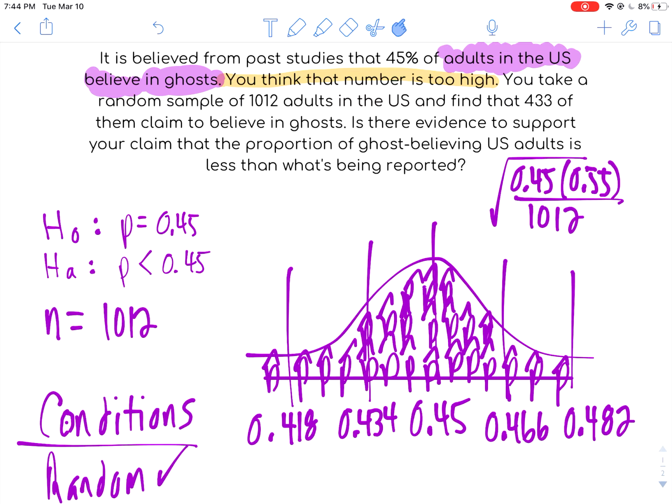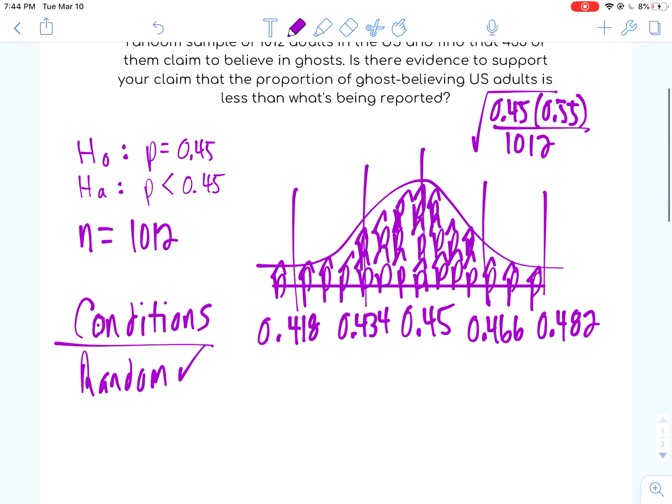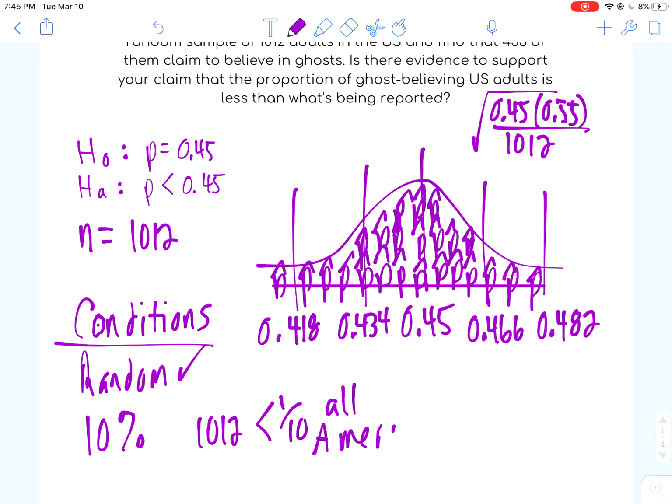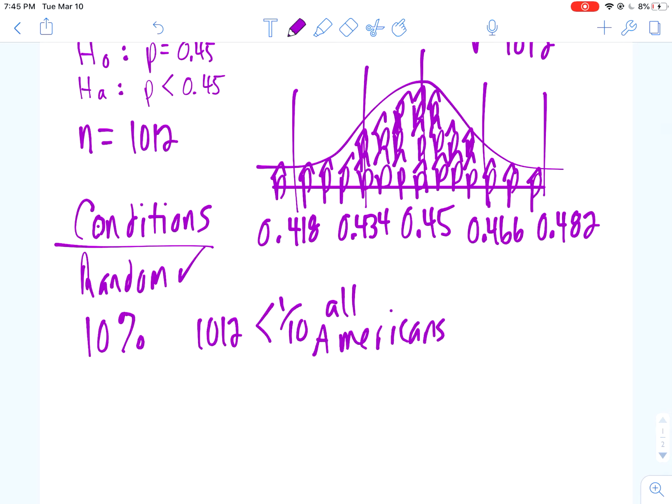Ideally, you want to walk through, quote it, write this out, but for the sake of just keeping things moving, I'm going to be pretty quick with this. 10%. I want to make sure that 1,012 is less than 10% of all Americans. I think it is safe to say that 1,012 is less than 10% of all Americans. Going out on a limb here.